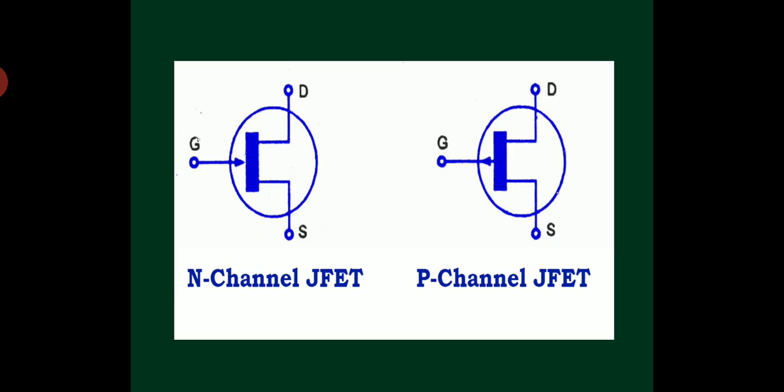BJT is classified as NPN and PNP transistors. Likewise, the junction field effect transistor is classified as N-channel JFET and P-channel JFET. The difference is the type of channel. If the channel between the source and drain is N-type material, then it is called N-channel JFET. And if the channel between source and drain is P-type, then it is called P-channel JFET.